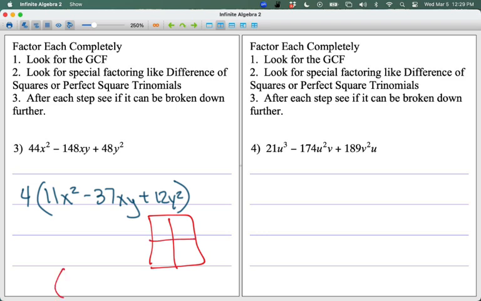We're going to turn this into 2 more binomials, but don't forget to keep your 4. So we ask ourselves, with the 11x squared, what can I break that down into? That'll be 11x and x. What about the 12? 12 can be 6 and 2, 3 and 4, or 12 and 1.